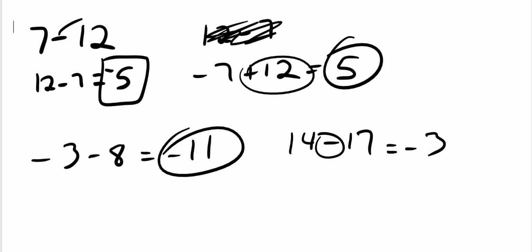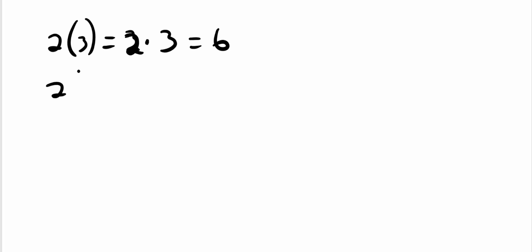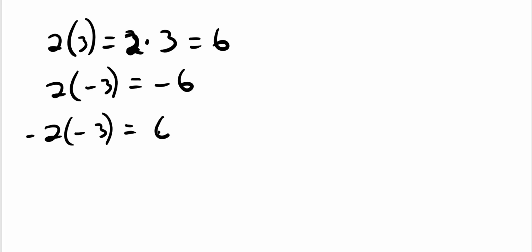Let's go real quickly to multiplication. You should remember if you have 2 parentheses 3, that's the same thing as 2 times 3. So the answer is 6. If one's negative, like 2 times negative 3, that gives me negative 6. If they're both negative, that's going to be positive 6. Multiply 2 negatives, you get positive. Multiply a positive and a negative, you get a negative. That's pretty easy.